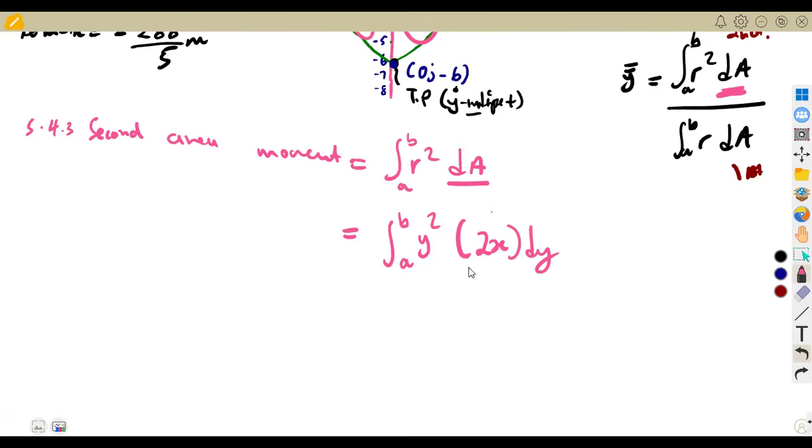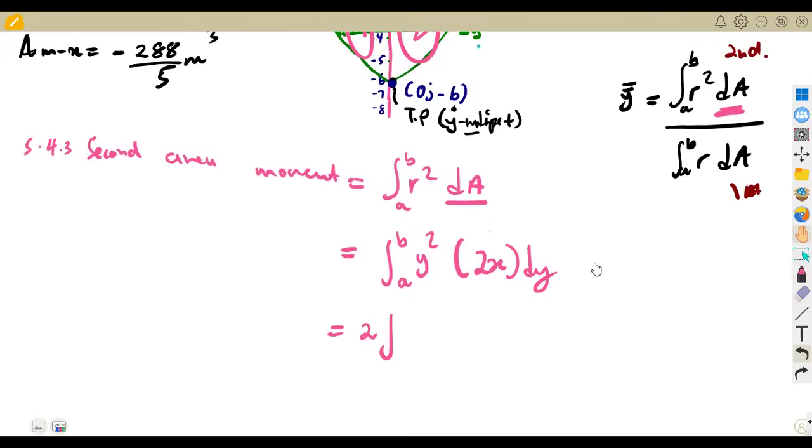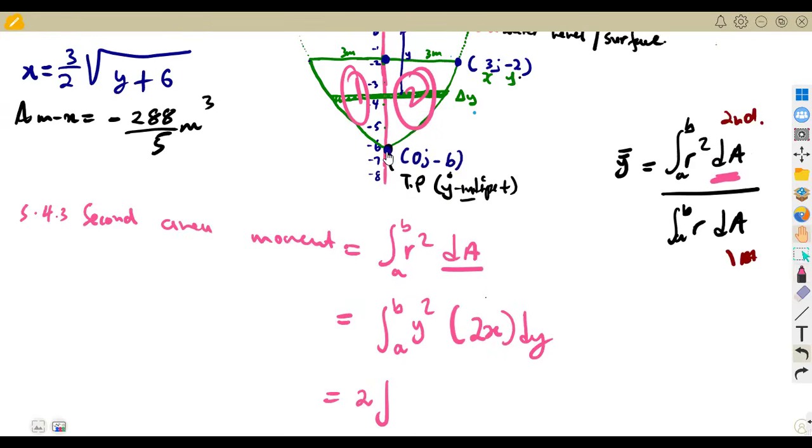We can take our 2 out of the integral, just like the previous case. So it's going to be a and b. Also, the limits for a and b are not changing, from -2 to -6 of the wall where we are having the tank here.